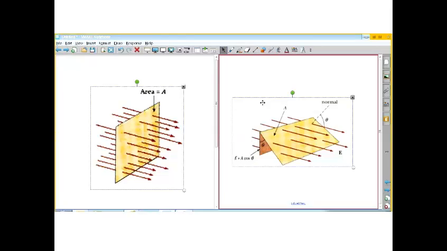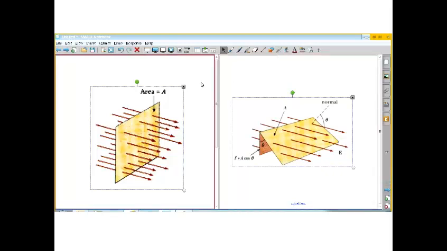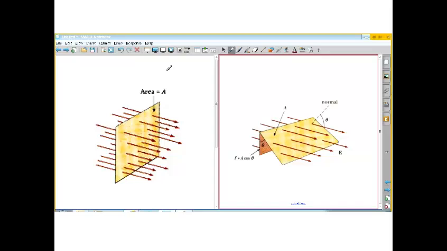Okay, this discussion is about electric flux. And electric flux is useful in talking about a concept or a law called Gauss's law. So if we have an area in space, and we have what these lines represent are electric field lines. So this is the electric field.